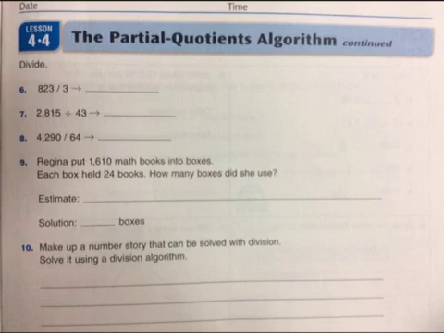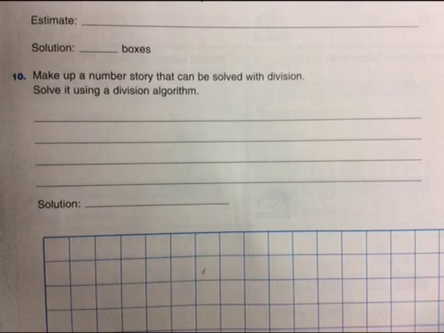Okay, let's look at number 10. Number 10 will be your key answer. For number 10, we have to make up a number story. A number story is also a word problem that can be solved with division. Solve it by using the division algorithm, which they mean the partial quotient. You will solve it down here. Now, boys and girls, I will write the question, and your answer will be your key answer. That shows me that you watched the video and that you were able to answer it.